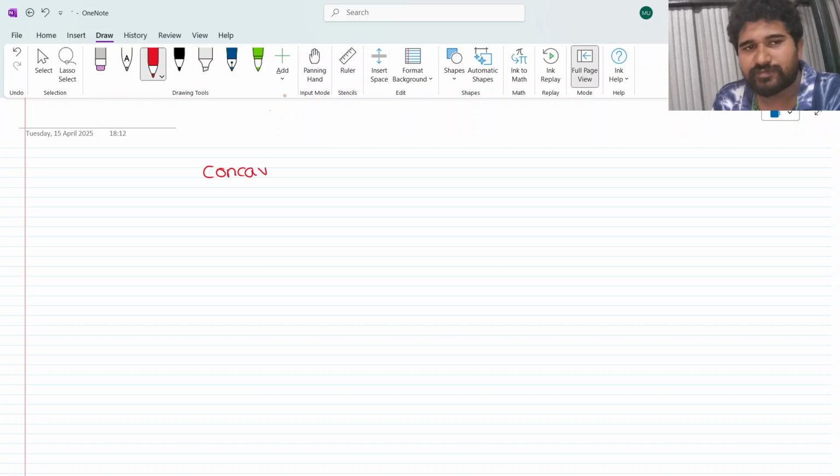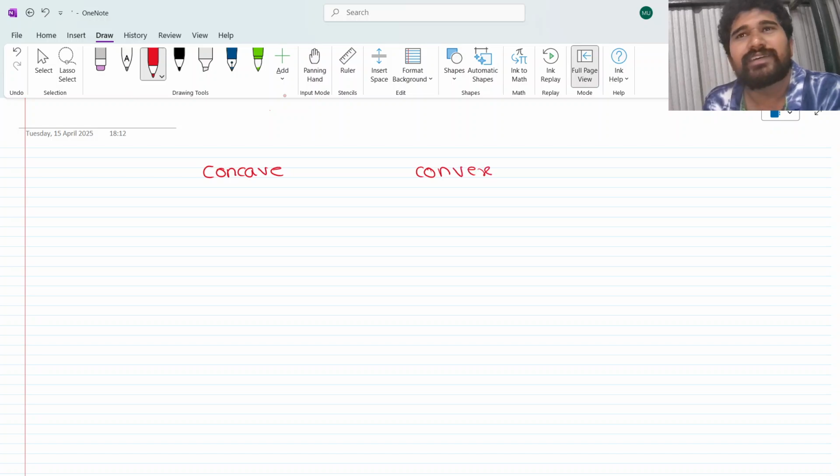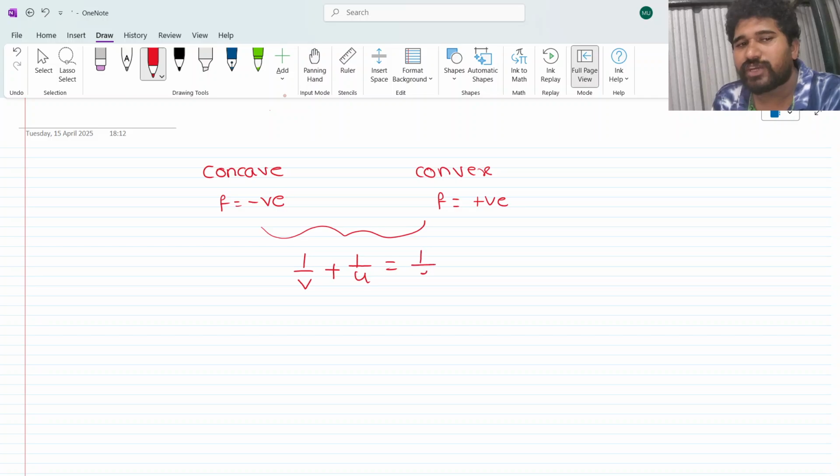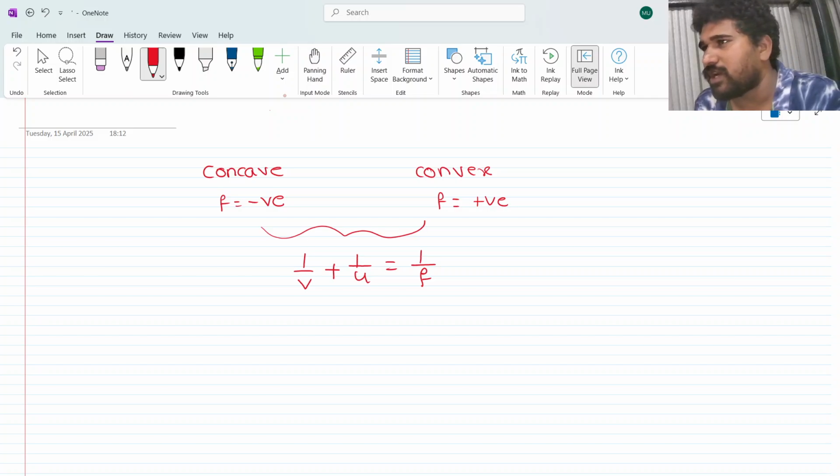Concave and convex. A little bit of recollection. What is the focal length sign for convex? It should be treated as positive. For concave, focal length should be treated as negative. For both the mirrors, what is the formula? 1 by V plus 1 by U is equal to 1 by F. For both the mirrors, the same formula.